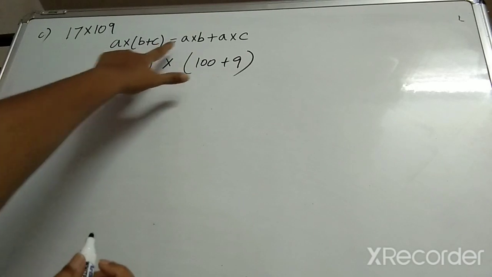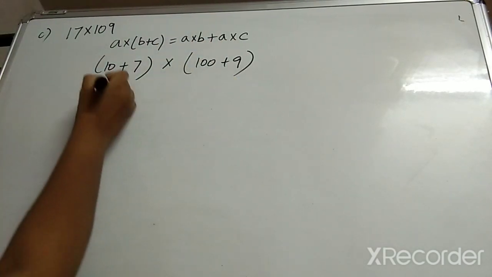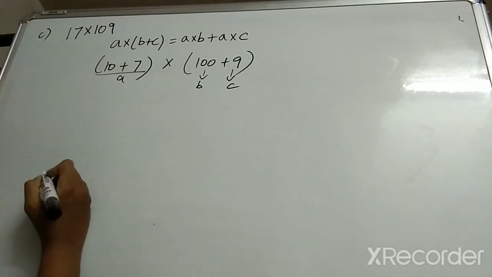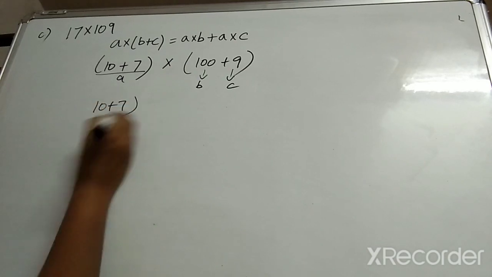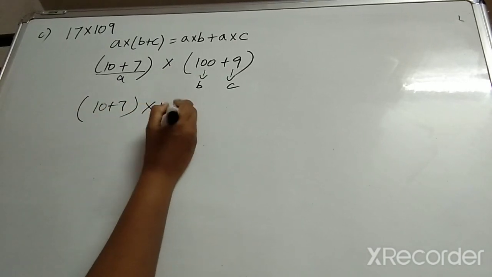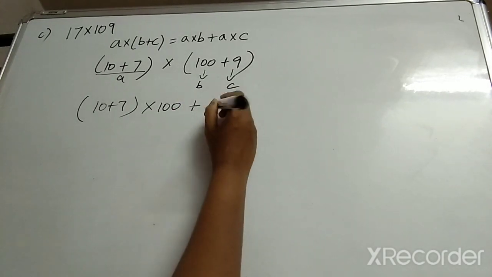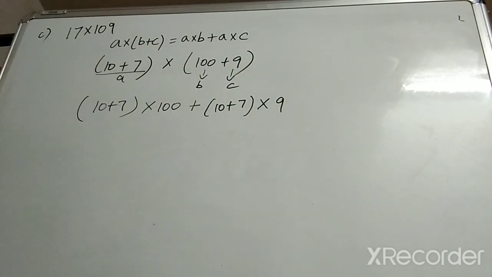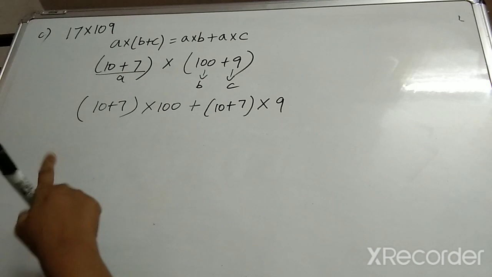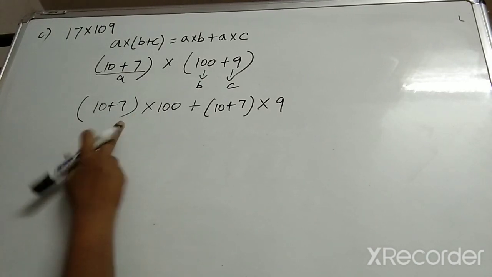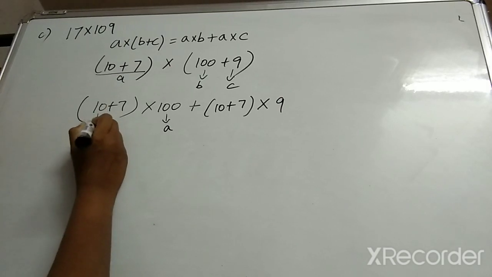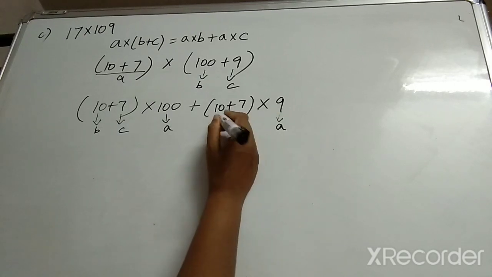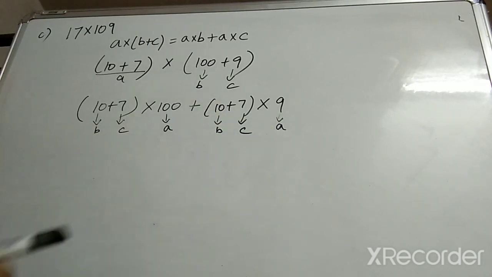Now we have to expand this way, A into B plus A into C. So as I told you, 10 plus 7 is our A, this is B and this is C. So A into B: 10 plus 7 into what is B? 100. Plus again A is 10 plus 7 into what is C? 9. Clear, children? Now again it is of the form A into (B plus C). So A is 100, B is 10 and C is 7. Here also 9 is A, 10 is B and 7 is C.